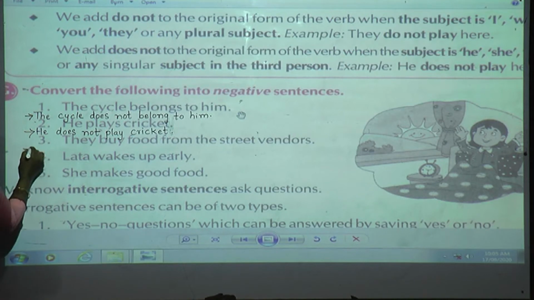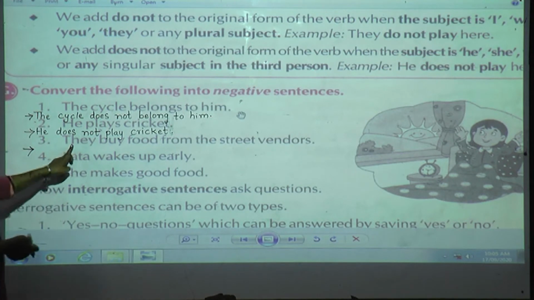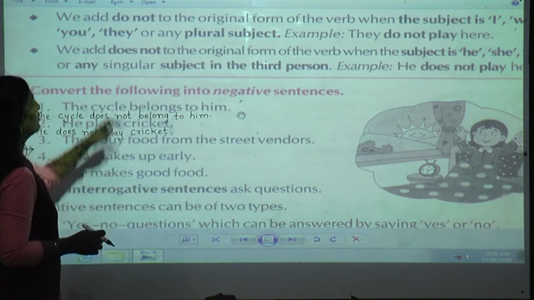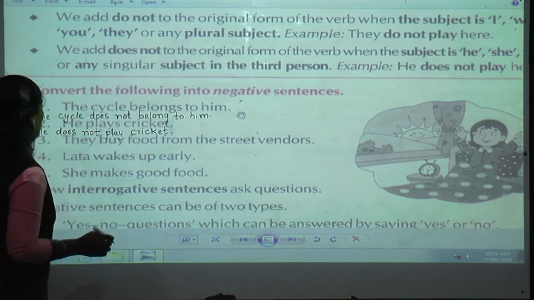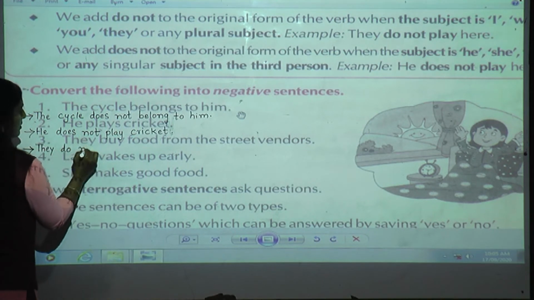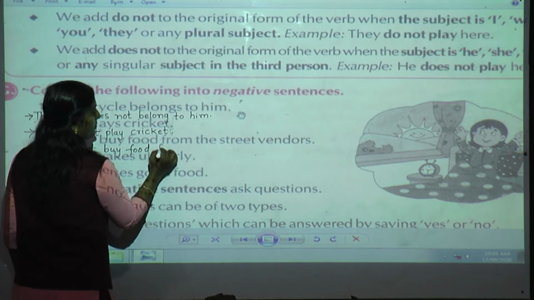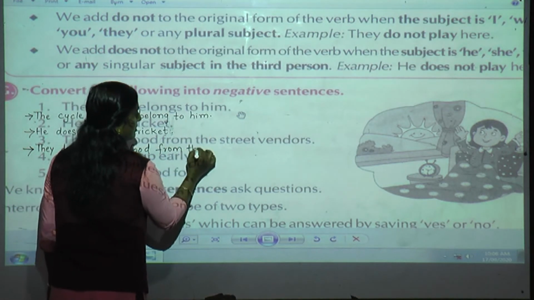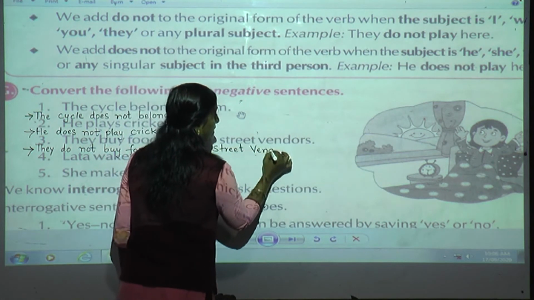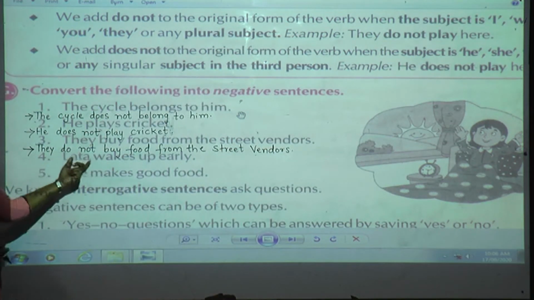Third, they buy food from the street vendors. Now they is what? See, can you see here? I, we, you, they, or plural subject. That time what are we going to use, students? Yes, we are going to use do not. So what am I going to write? They do not buy food from the street vendors. The sentence will be same. Only we have to see where we have to add do not or does not. Okay, it will be after the subject only.